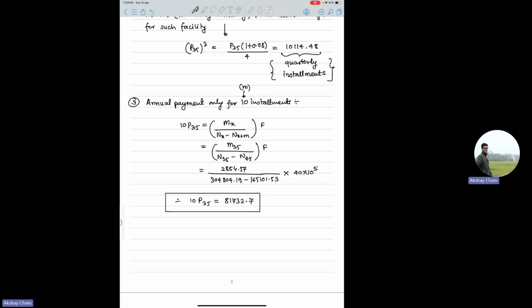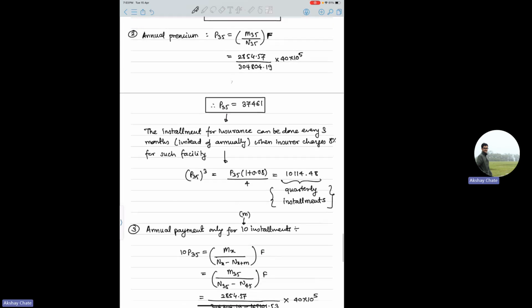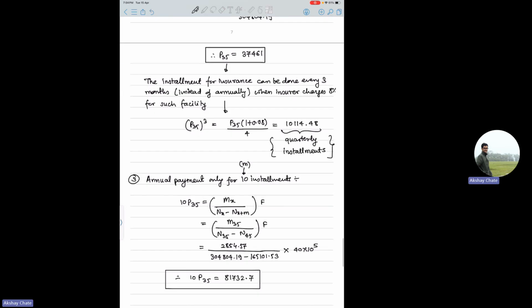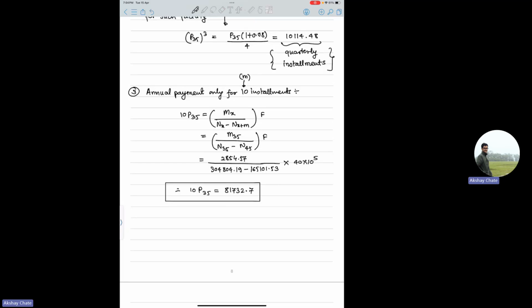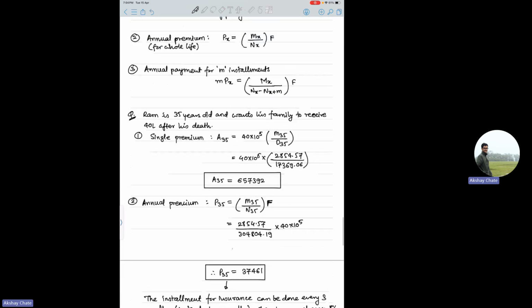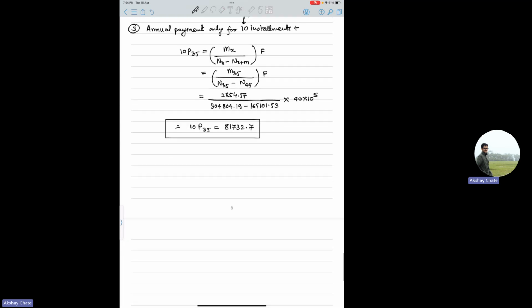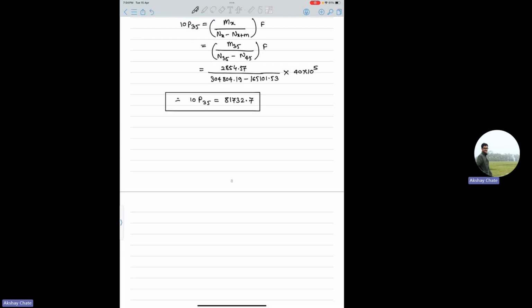So if you look at the numbers, if you do it for whole life, you need to do the installments of 37,461, but if you do only 10, you need to do almost 2.5 times of that. So like that, various formulas are there, and you need to use them to get the answers.